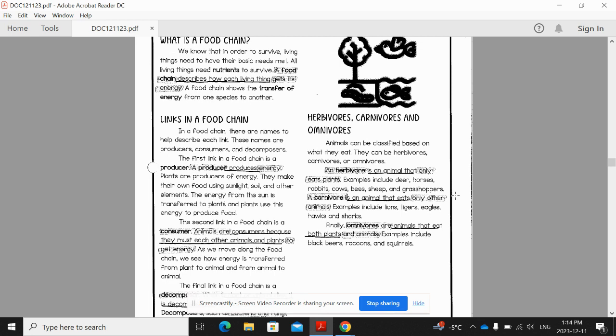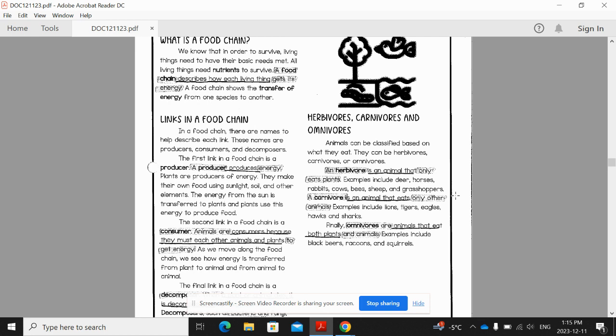Herbivores, carnivores, and omnivores. Animals can be classified based on what they eat. They can be herbivores, carnivores, or omnivores. A herbivore is an animal that only eats plants. Examples include deer, horses, rabbits, cows, bees, sheep, and grasshoppers.